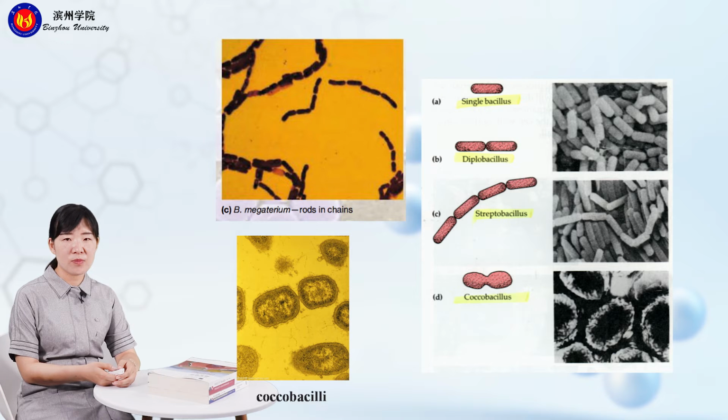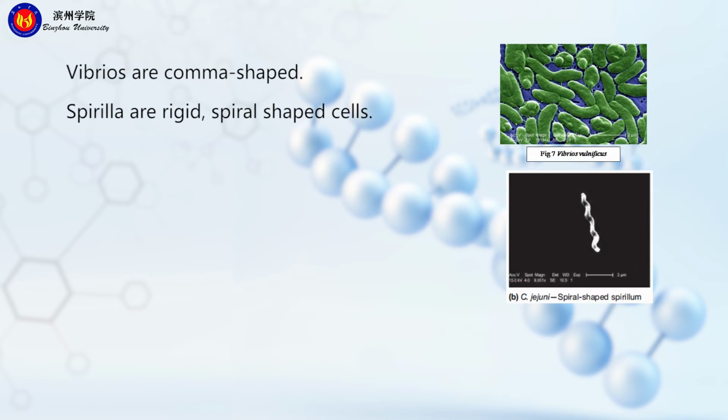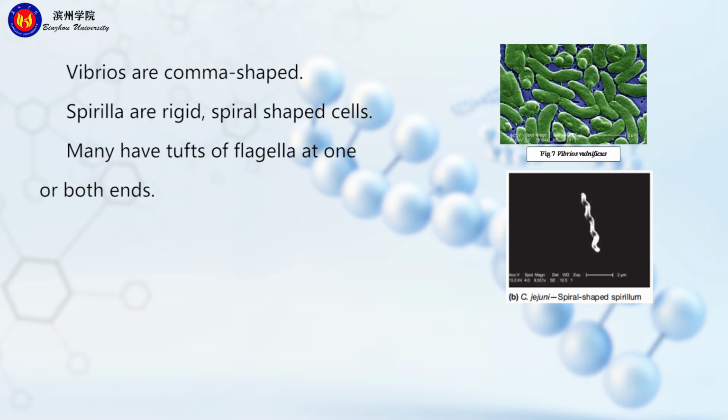For example, Bacillus is found in long chains. Other cell shapes and arrangements are also observed. Vibrios are comma-shaped. Spirilla are rigid, spiral-shaped cells. Many have tufts of flagella at one or both ends.